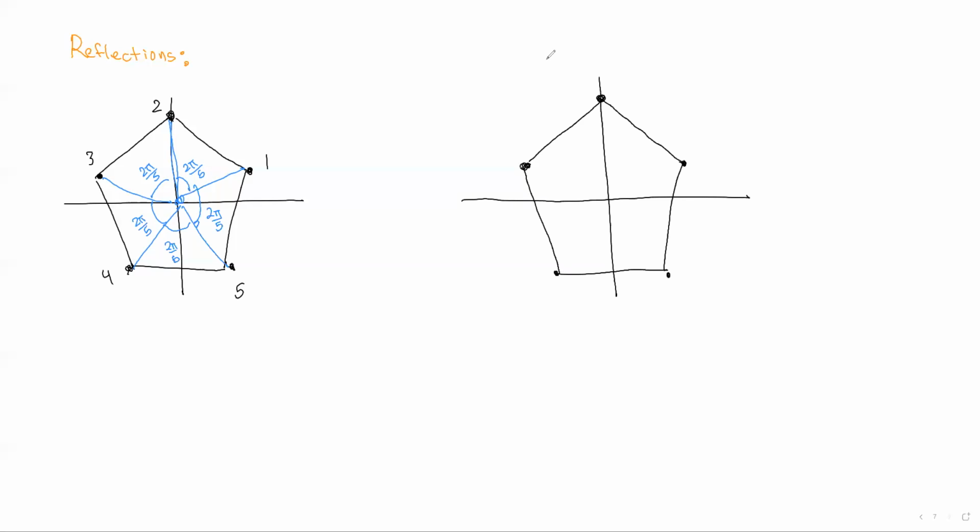So I'll just label the lines, the possible lines, according to the vertex they pass through. So there's one reflection. I'll call this line L1 because it's the line through vertex 1. I'll call this line L2. I'll call this line L3. Call this line L4. And I'll call this line L5.